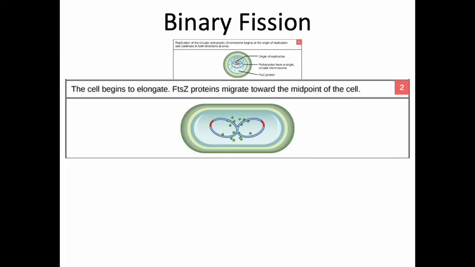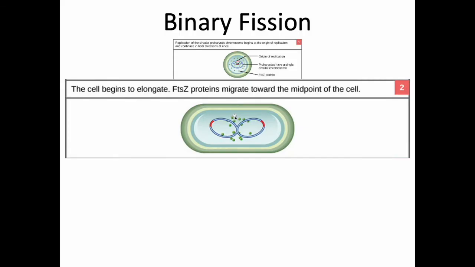Now, the other thing that each of these resulting cells is going to need is cytoplasm. It's going to need space. They're going to need to be the correct size. So next, the cell is going to get bigger. We call this elongation. You may notice the 2 chromosomes here, these 2 circles, but we also notice some green dots here.